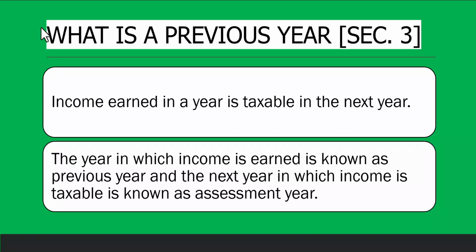So at the moment we are in 2023, which starts from 1st April 2023 and ends on 31st of March 2024, which is about to end. So that's the previous year. Whatever money we have earned during this year will be assessed in the next year, which is called the assessment year, 2024-25. So 23-24 is the previous year, and 24-25 is the assessment year.